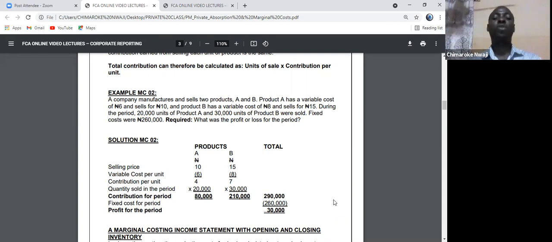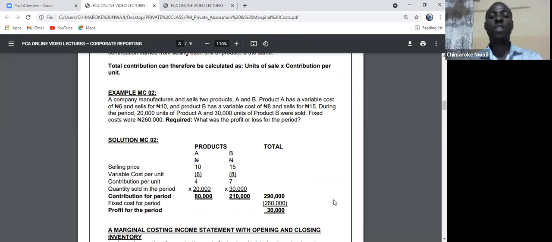So now how will you get your total contribution? Simply multiply your contribution per unit with the volume of sales. We are given in the question 20,000 units of A and 30,000 units of B. And so when you multiply, you have 80,000 naira as your contribution for A and 210,000 as your contribution for B. So when you add these two together, you have a total contribution from the two products as 290,000.